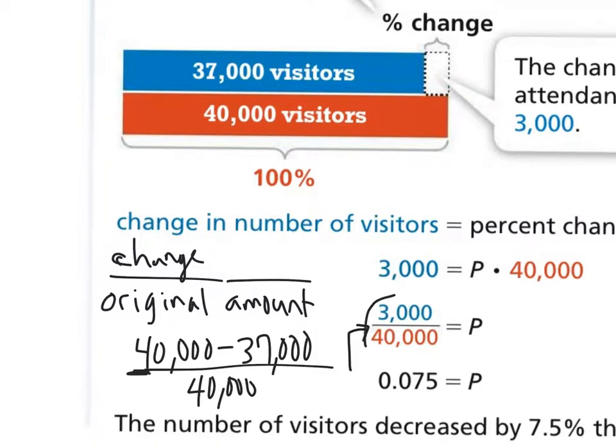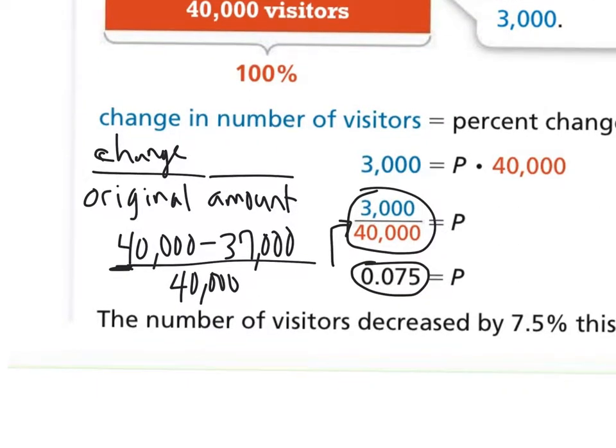So that's what the book has here now. And then if you divide that out, you get 75 thousandths. Move the decimal over 2 spots, and you can see that would be a 7.5% decrease.